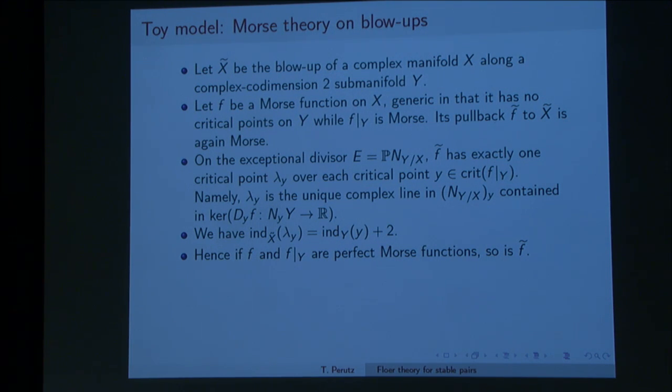So we do a more explicit calculation. For those of you who like Morse theory, the following is our basic toy model, and I think this is sort of amusing. You can ask, how do you do Morse theory on a blow-up along a complex submanifold of a complex manifold? So X tilde is going to be the blow-up of a complex manifold X along a complex codimension 2 complex submanifold Y.